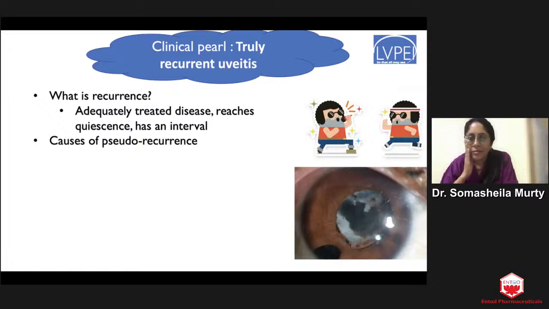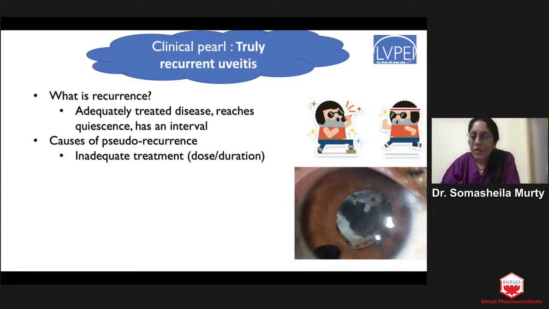So coming back again to this buzzword of recurrence. What is recurrence? Recurrence means that the patient had an episode in the past which was adequately treated, and it reached the level of quiescence, meaning there were no cells and no flare. And then there's an interval, and then again the patient has a new episode. So that is recurrence. But there are various causes of what you can call a pseudo recurrence.